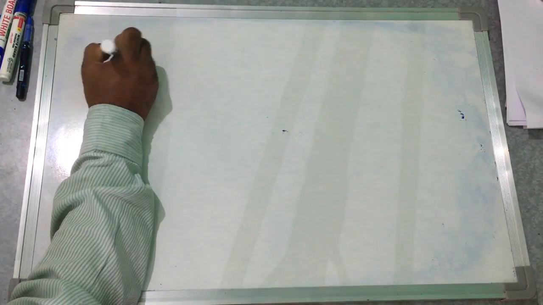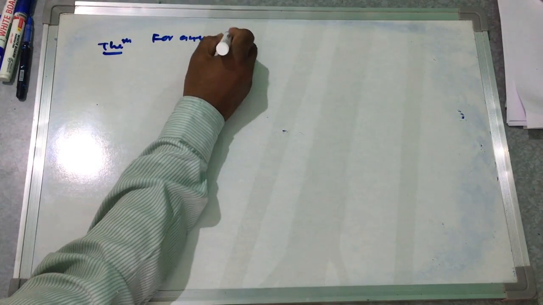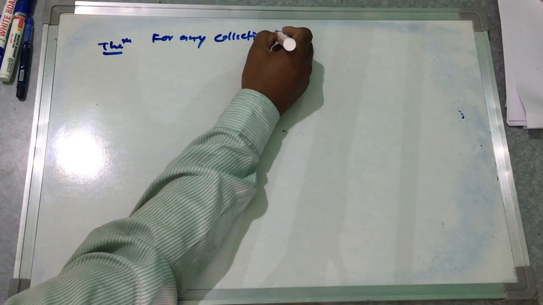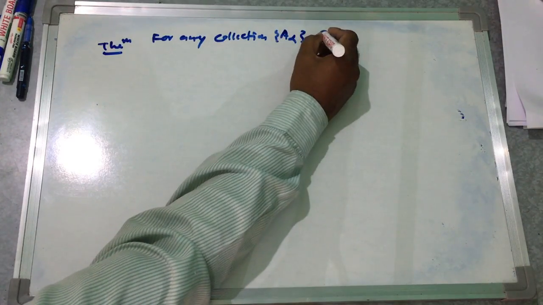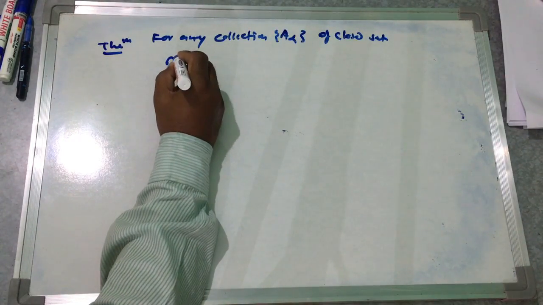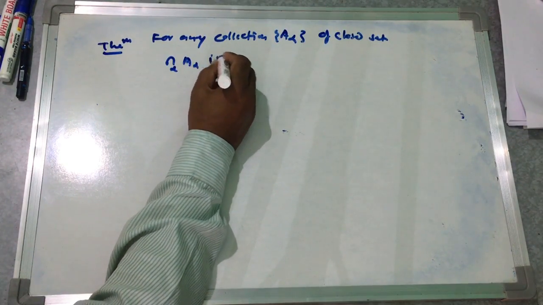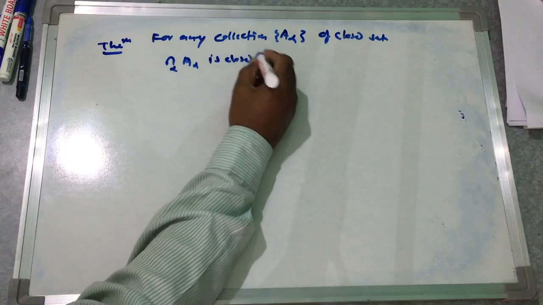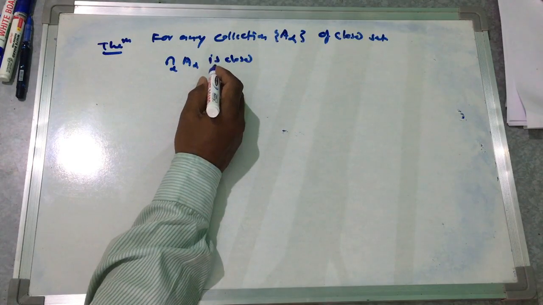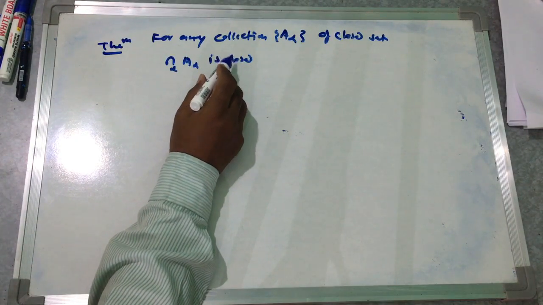In theorem, for any collection A suffix alpha of closed sets, the intersection of A suffix alpha is closed. It has a meaning that the arbitrary intersection of closed sets is closed. Arbitrary intersection of closed sets is closed.